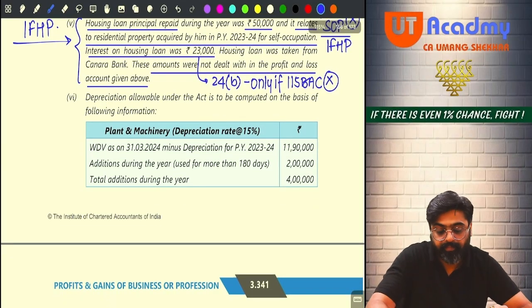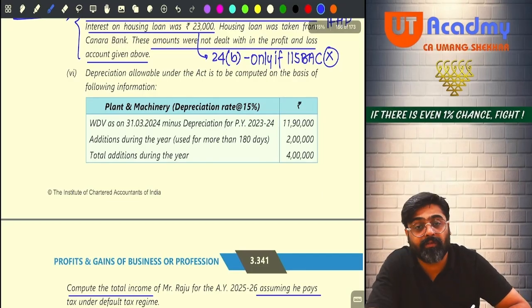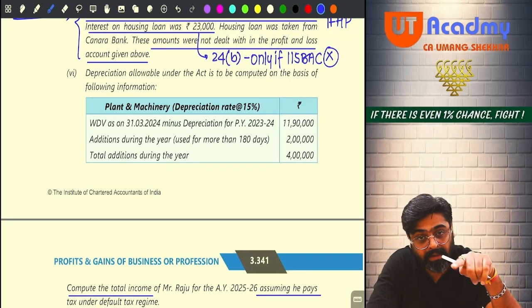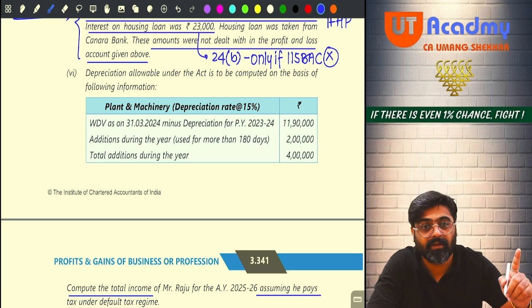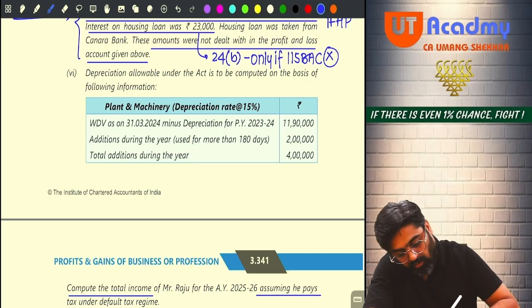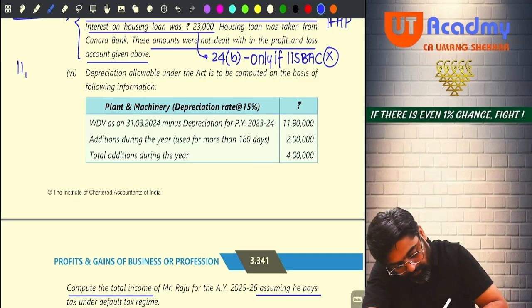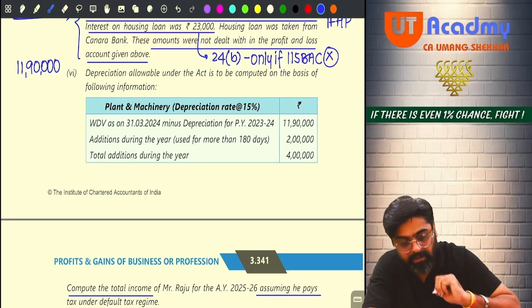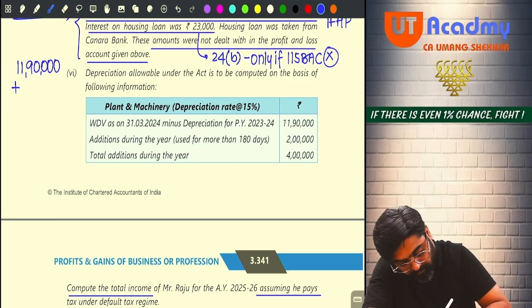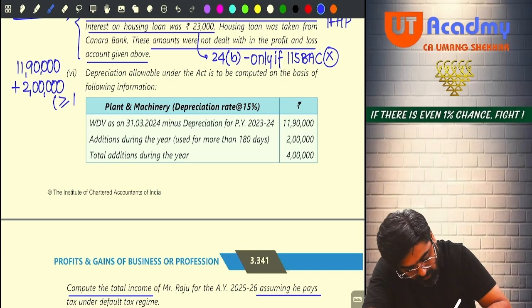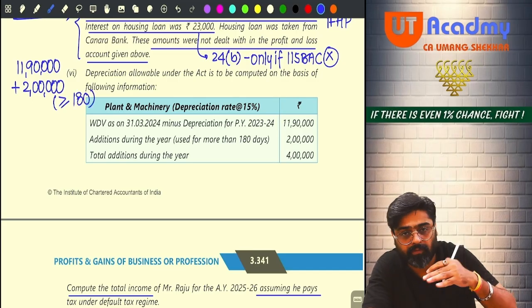Now pay attention. Plant and machinery WDV as on 31st March 24 means last year's closing WDV, after deducting last year's depreciation. The closing WDV on the last day was 11,90,000 after depreciation. So that becomes the opening this year. So what was the opening this year? 11 lakh 90 thousand is the opening WDV of plant and machinery. In that there are additions during the year used for 180 days or more. So you will add 2 lakh in that, and this addition is for 180 days or more.